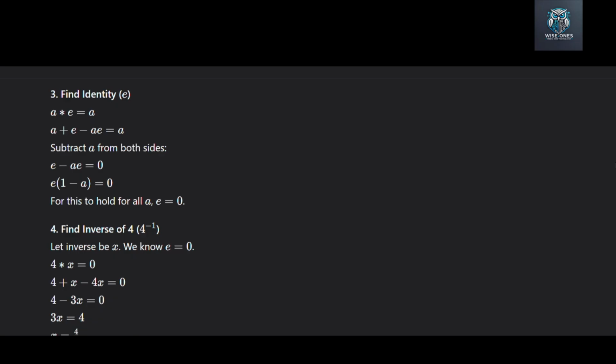E times (1 minus a) equals 0. For this to hold for all a, E must be 0. So the identity element is 0.